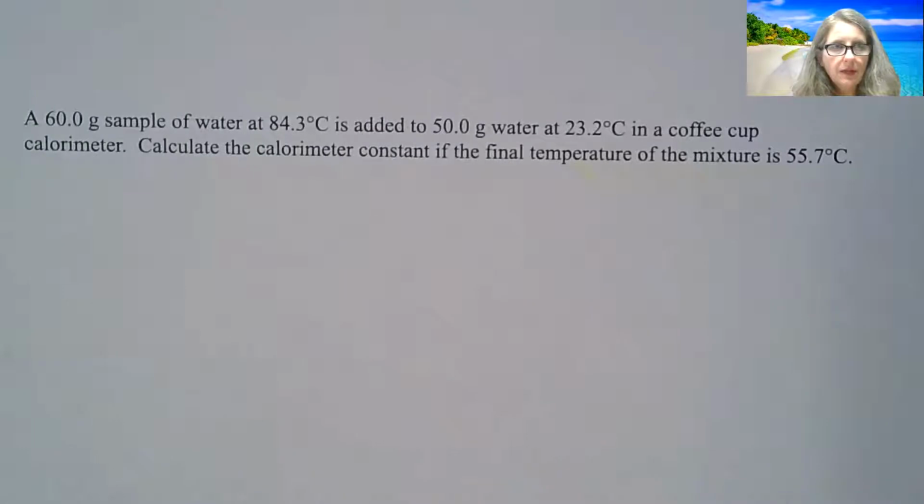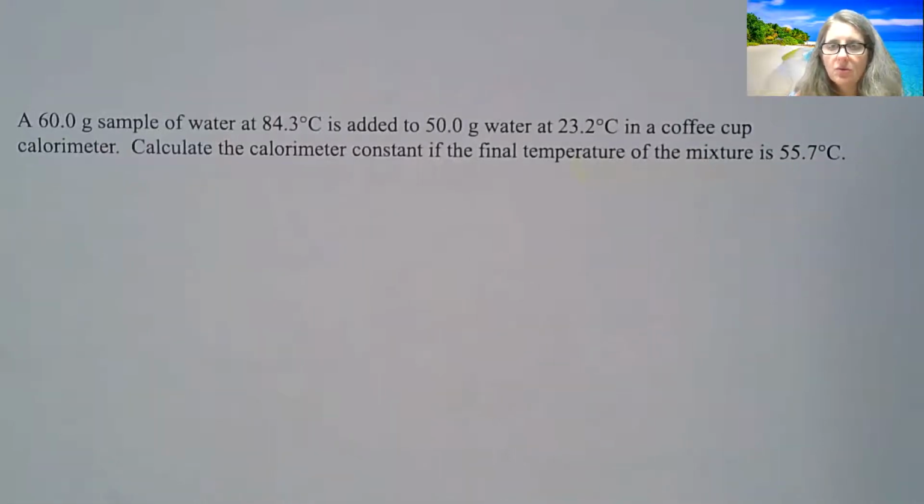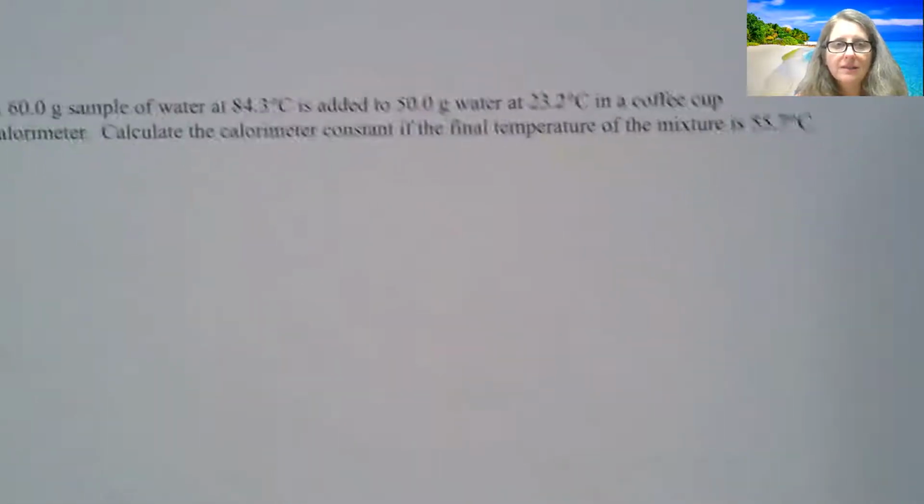So I have a 60-gram sample of water at 84.3 degrees Celsius added to 50 grams of water at 23.2 in a coffee cup calorimeter. Calculate the calorimeter constant if the final temperature of the mixture is 55.7.